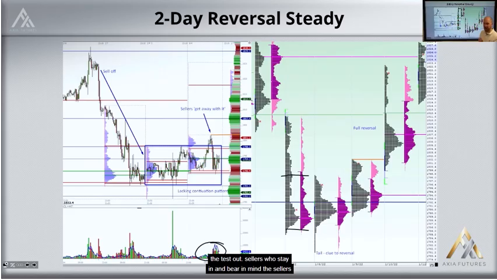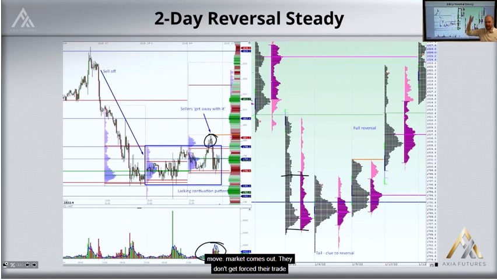Sellers who stay in, and bear in mind, the sellers who are going to stay in are the people who have got short from up here, who are waiting to see the continuation. They're not forced out. They could, even if they put their stops above here, still take 50% of this move. So they're not giving this up. This is your kind of more medium time frame participant. But once you get out of the range and back in, this now forms a clear point of where to give this up. And this is that sellers getting away with it move.